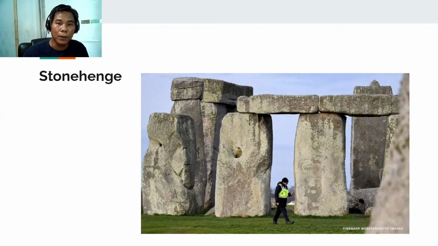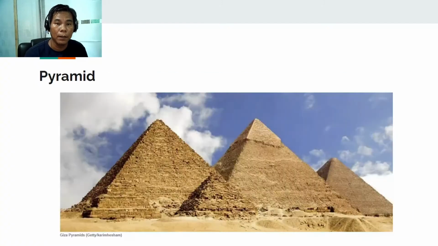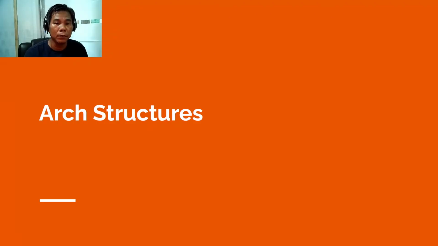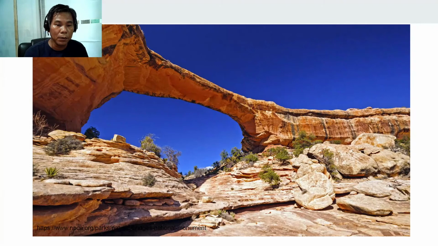As you can see, for the mass structure, I have shown it to you already, the Stonehenge. Also, we have the Great Pyramid of Pisa and a gravity dam. For the arc structures, you can see in nature the rock formation.